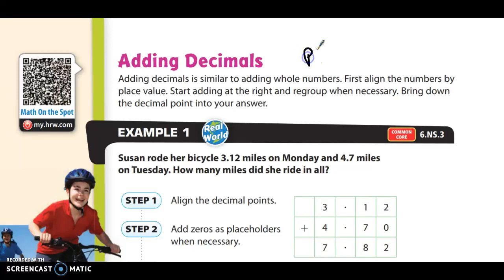Alright, this is page 114. I think you're going to be excited at how easy adding decimals is. Adding decimals is similar to adding whole numbers. First, align the numbers by place value. Start adding at the right and regroup when necessary. Bring down the decimal point in your answer.